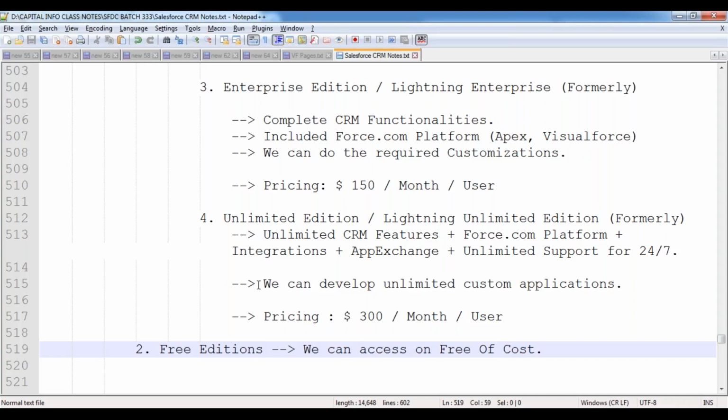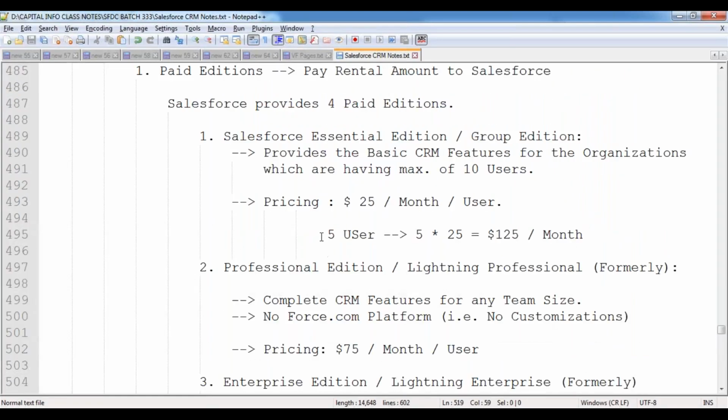So if you're having 10 users, then per month we have to pay $3,000 to Salesforce. Next month again $3,000, next month $3,000, like that. Every month we have to renew. So these are the various editions offered by Salesforce as part of paid. We have to make the payment in order to use the features of these editions.